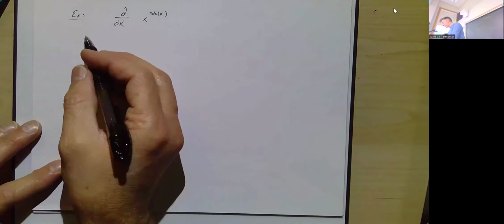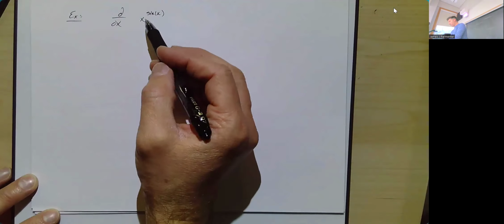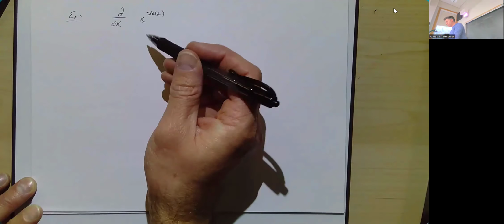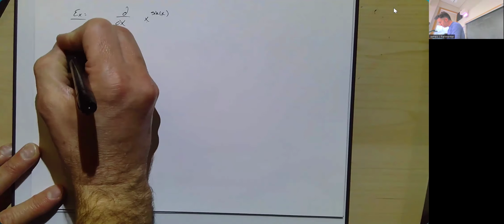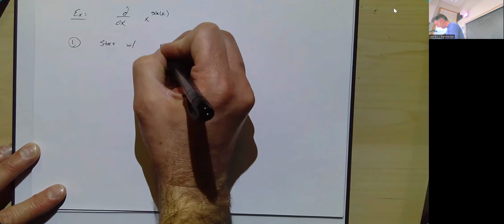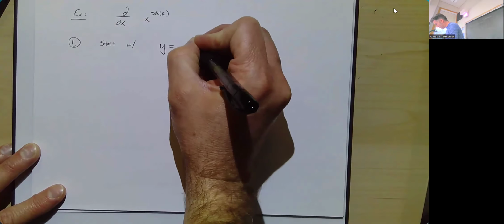So if you want to find the derivative of something like this, where you have a base and an exponent that both have variables, here's what we do. Start with y equal to the thing that you want to find the derivative of.